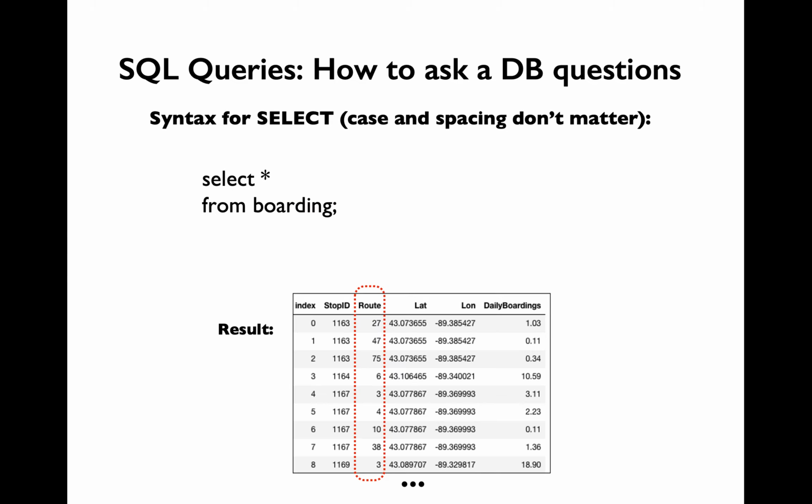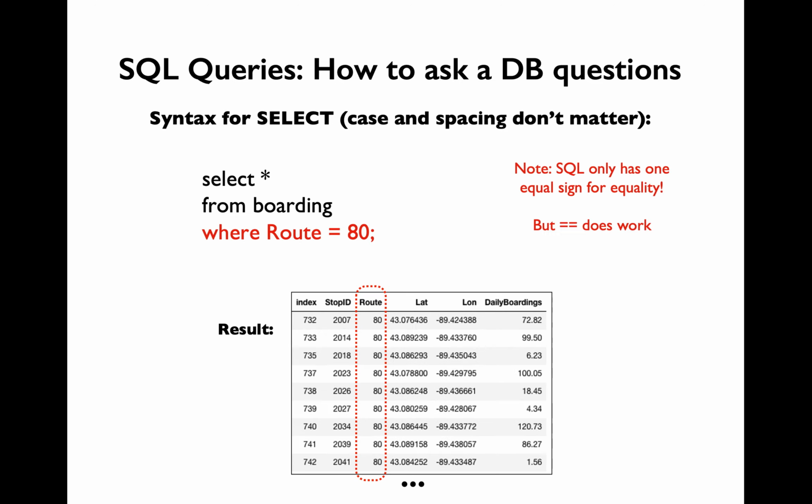Let's say that in the boarding table, we are only interested in selecting the row entries which have information about route 80. We can mention that by using the where keyword, which enables you to specify a specific condition. Notice that the condition here says route equal to 80. That's not how you would mention this particular condition in Python, correct?